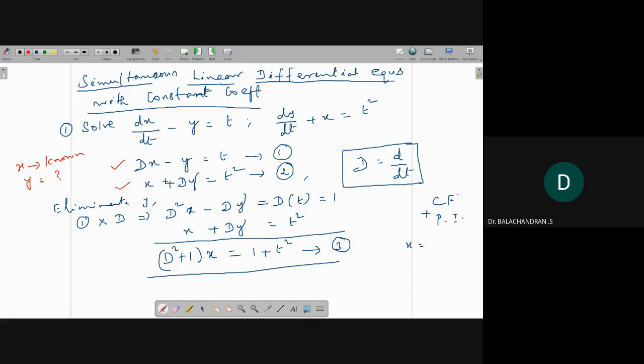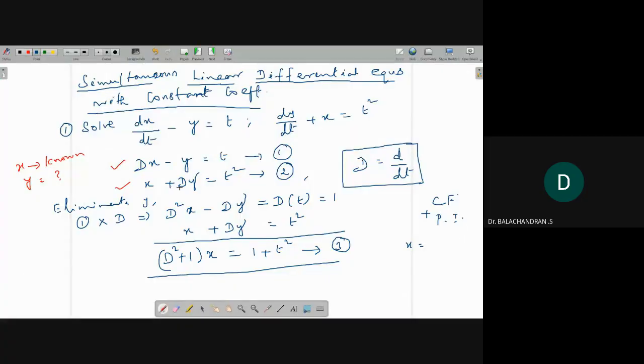Suppose you choose any one of the equations, you should give the reason why you are choosing the first equation or why you are choosing the second equation. So I need an answer from you. First you should tell which equation you will choose and why. First equation. Why don't you choose the second one? In the second equation, we get only y dash, sir.